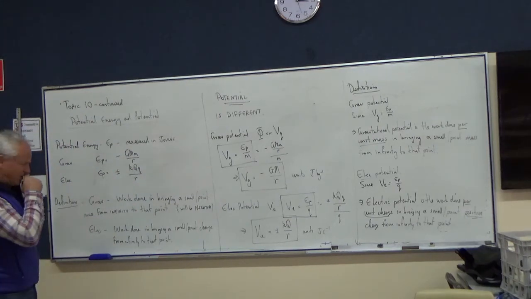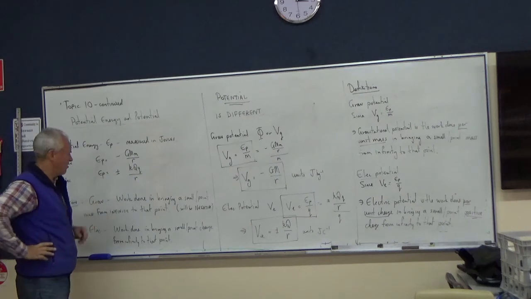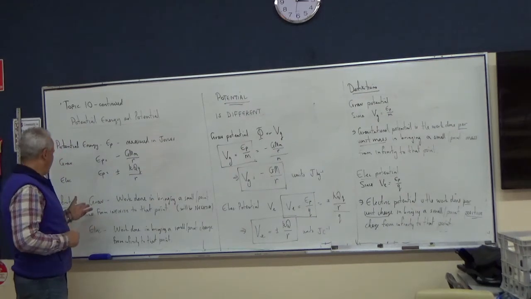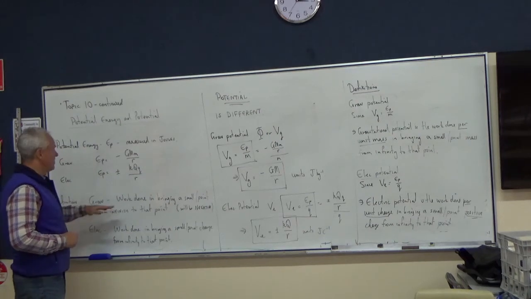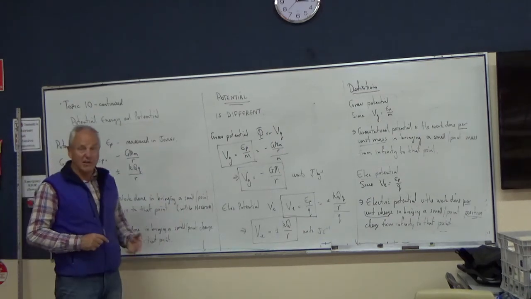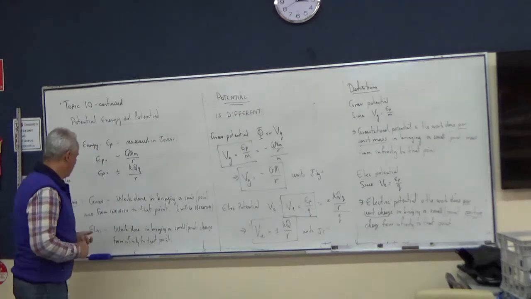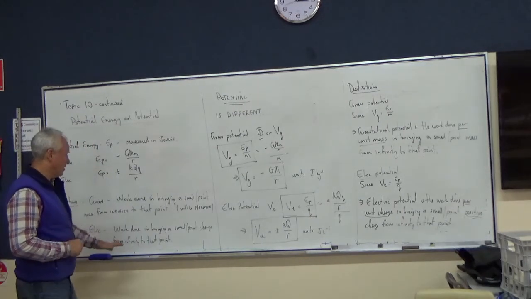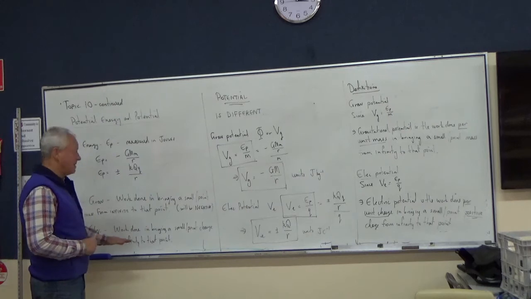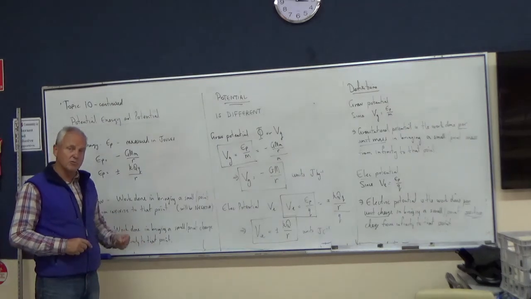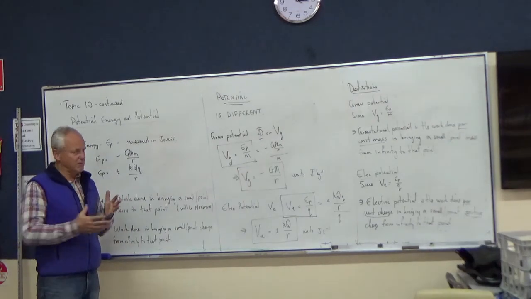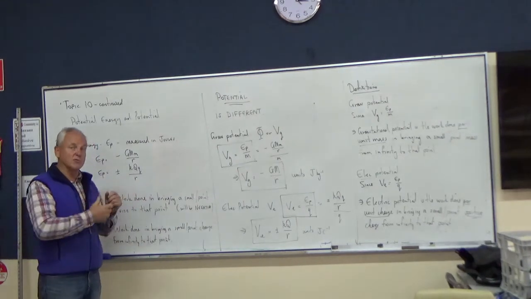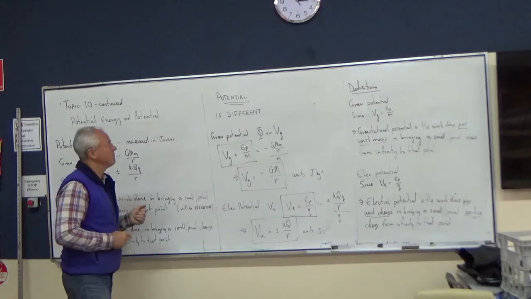In terms of a definition, and this is quite a common question as well, gravitational potential energy is the work done in bringing a small point mass from infinity to that point, and that will be negative. For electrical, the work done in bringing a small point charge from infinity to that point. That could be positive or it could be negative, depending on which one you're bringing, whether you're bringing a positive towards a positive or a positive towards a negative, and so on.